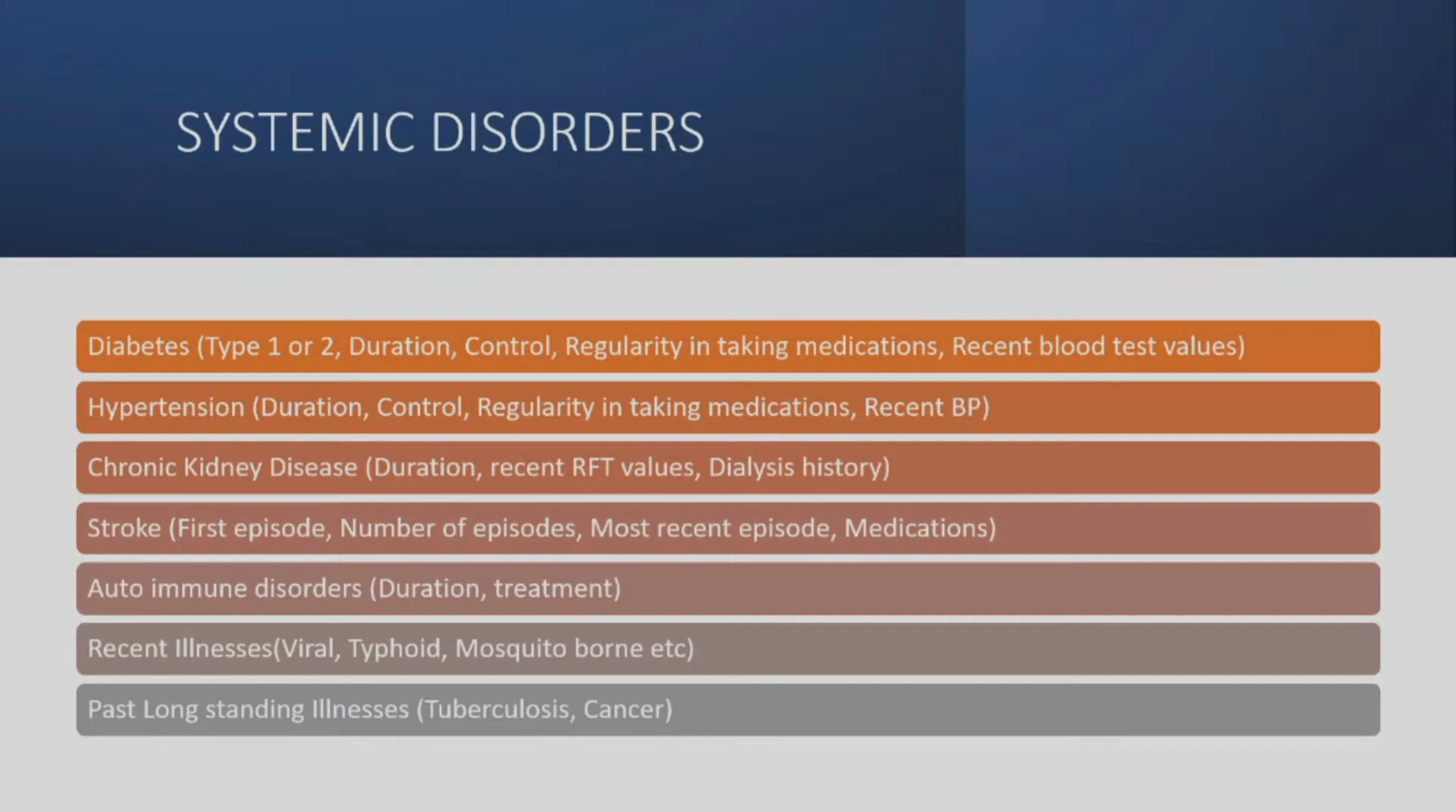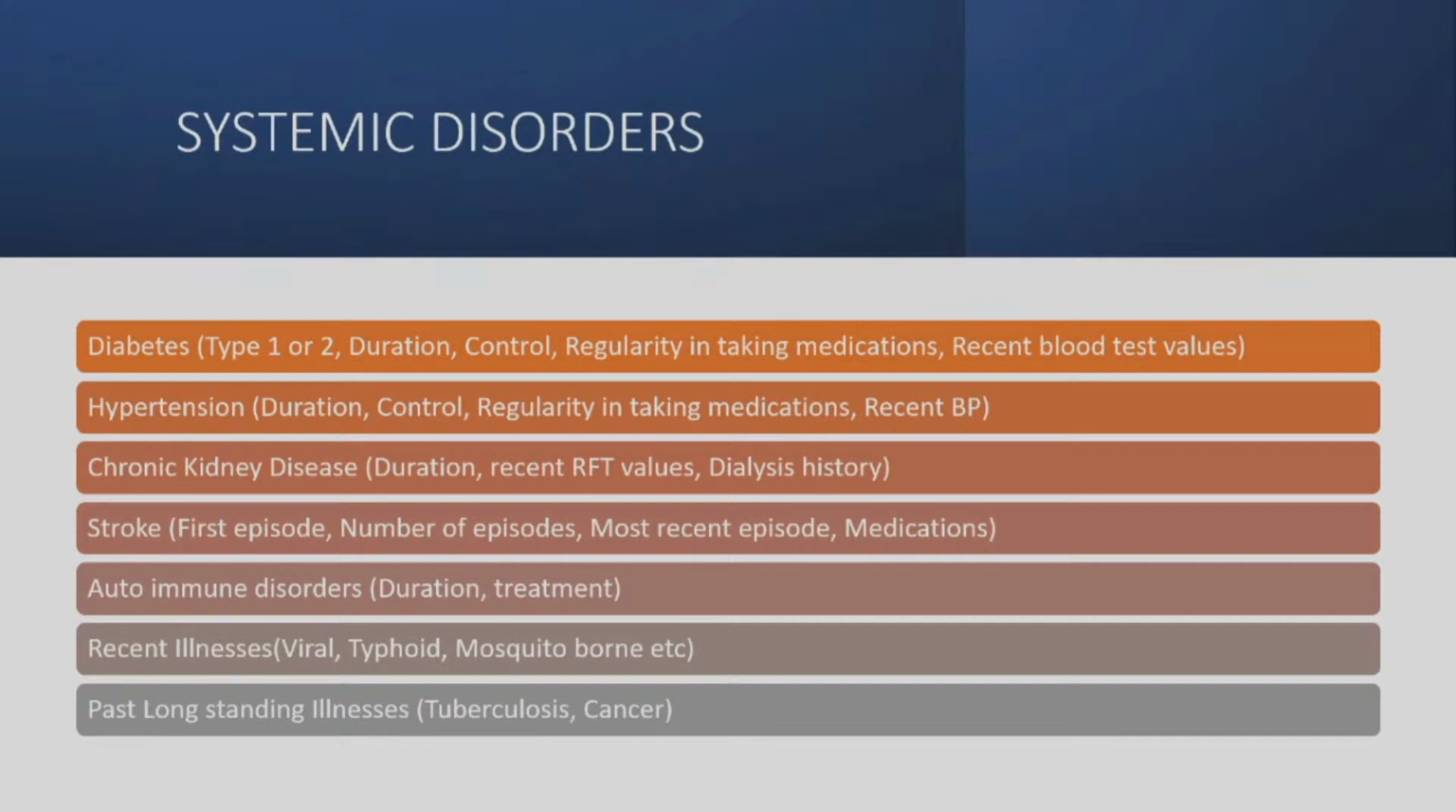And the control, always when you tell the history, you should say it like this: it's a type 1 diabetes patient with poor control and with the recent blood report. So the regularity in taking medication and the recent blood test values are very vital. Whenever you say the patient is diabetic, it doesn't stop with that. You have to say what the recent HbA1c level is, what the recent fasting and postprandial values are, so that the examiner knows that this patient is under very poor control, or this patient is under fairly decent control.